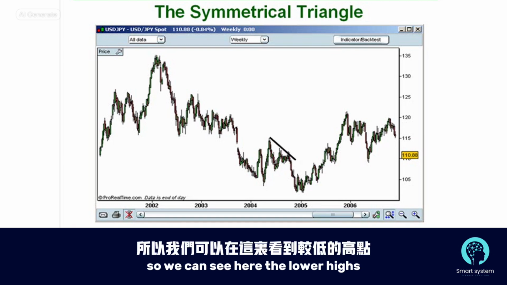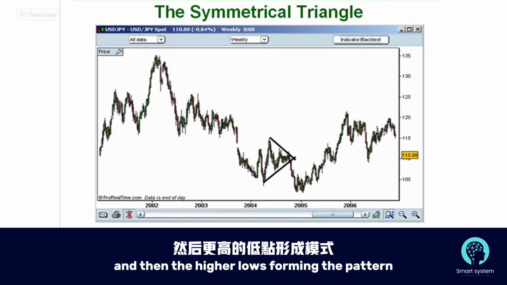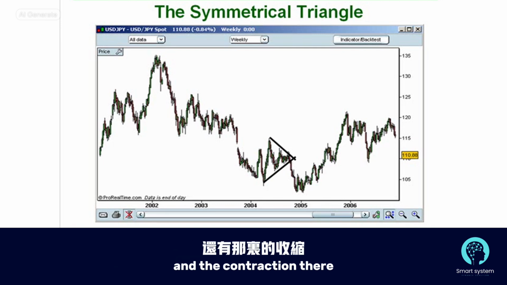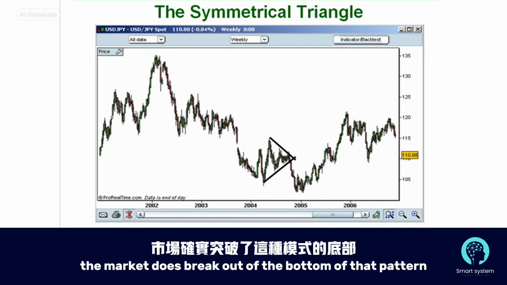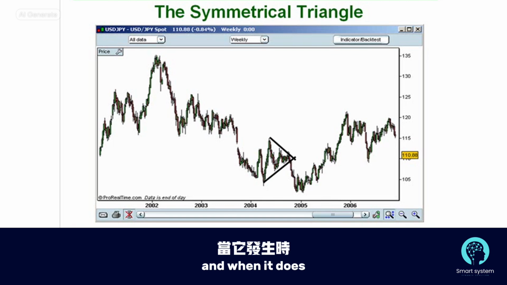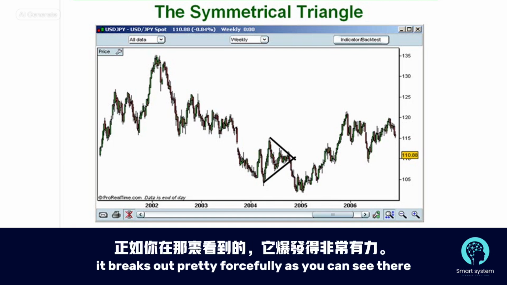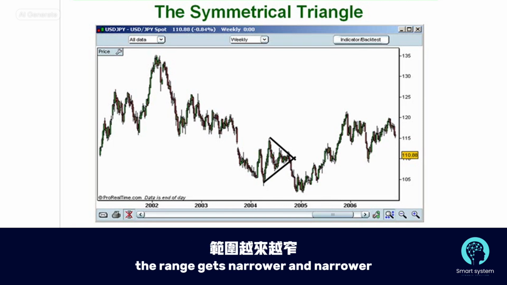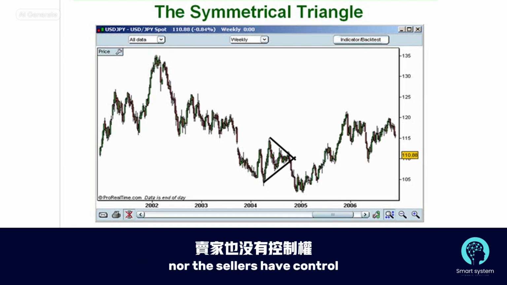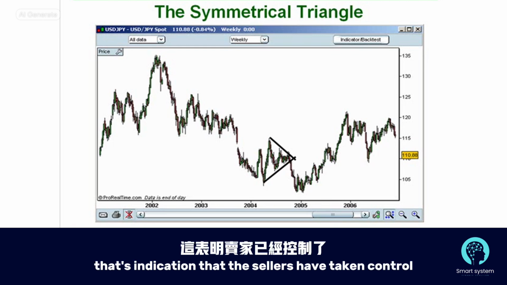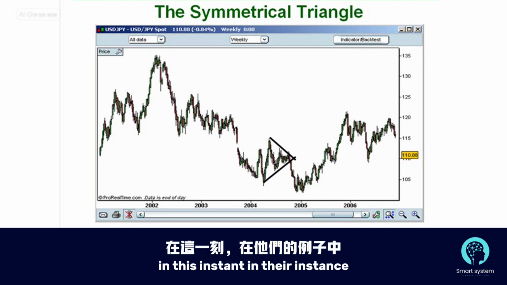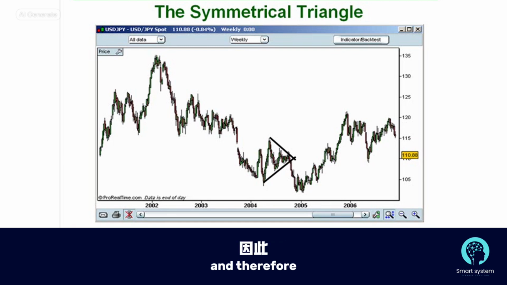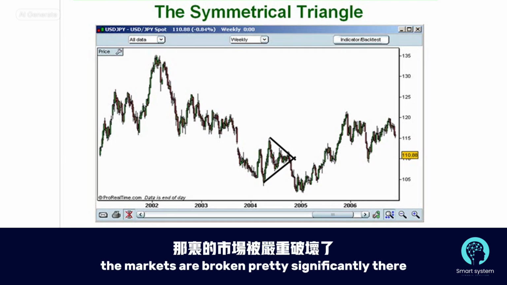So we can see here the lower highs and the higher lows forming the pattern, and the contraction there, and eventually the market does break out of the bottom of that pattern. When it does, it breaks out pretty forcefully, as you can see there. As the pattern matures, the range gets narrower and narrower, indicating that neither the buyers nor the sellers have control. Once the pattern does break, that's an indication that the sellers have taken control in this instance, and therefore the market has broken pretty significantly there.